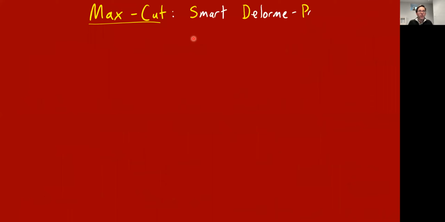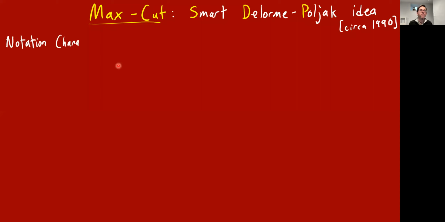But okay, there is going to be a smart idea though, and this smart idea came from circa 1990 in some paper of two people, Delorme and Poljak. And let me try to tell you about their smart idea. First thing, this is not essential to them, but to explain their smart idea, we're going to make a notation change. It's kind of my favorite notation change.